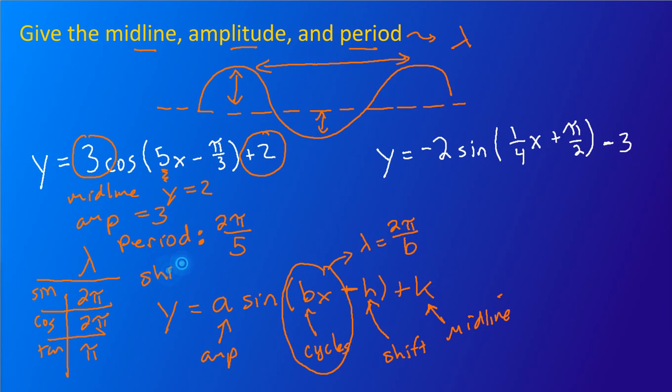If I were asked for my shift, we need to remember what we need to have right here in front of x. We need to have a 1, which means I'm going to actually divide all these numbers inside of here by that number. So our shift, I'm going to take that and divide it by 5. And since this is minus, it actually goes the opposite direction. So it's not going to go left, it's going to go right. And not pi over 3, because I have to divide by this 5. So there's a 1 there. It's going to be right pi over 15.